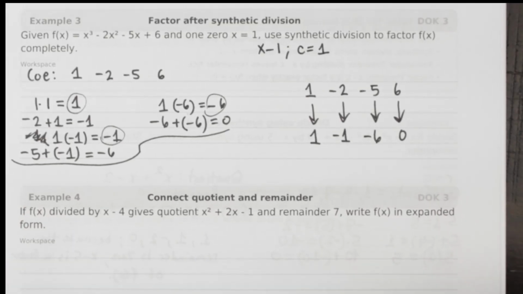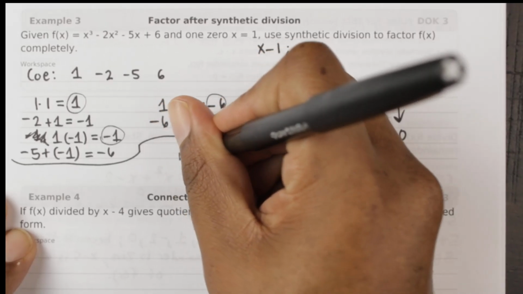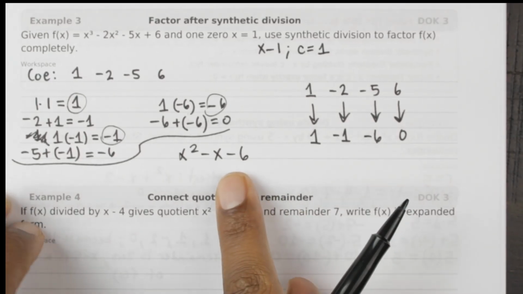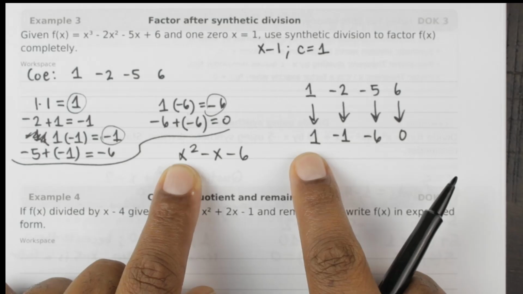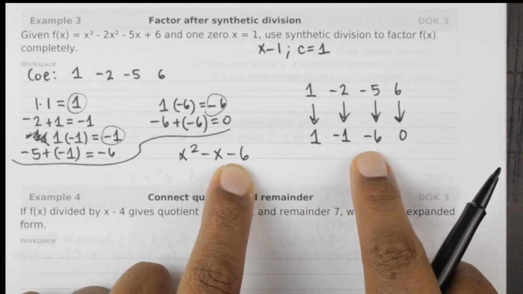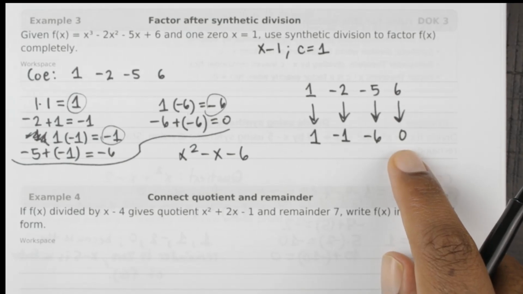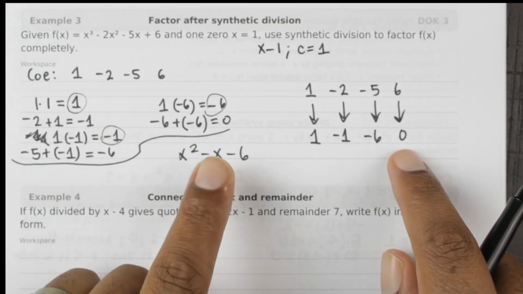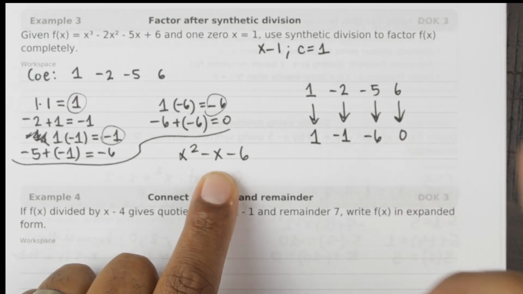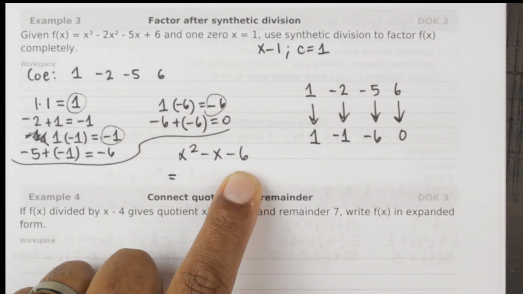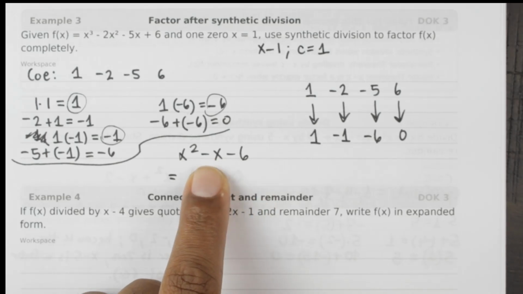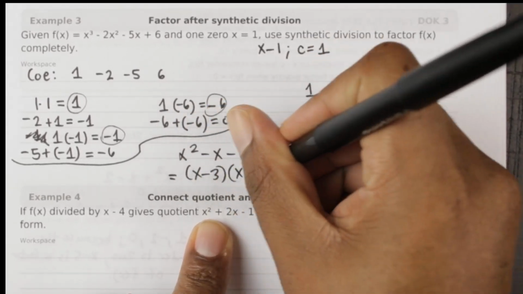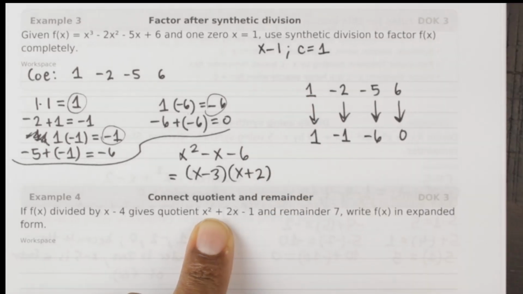So the quotient is x squared minus x minus 6. Again, there's the 1, the -1, the -6, the coefficients. So now let's factor this quotient here, because this can be factored. Remember, you have to find two numbers that multiply to give you -6 and add up to give you the middle coefficient. It would be x minus 3 and x plus 2.